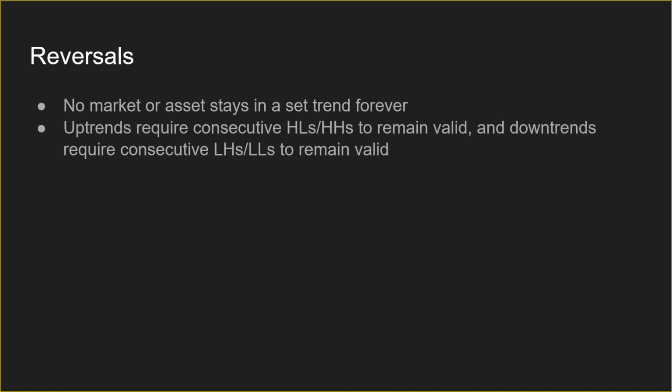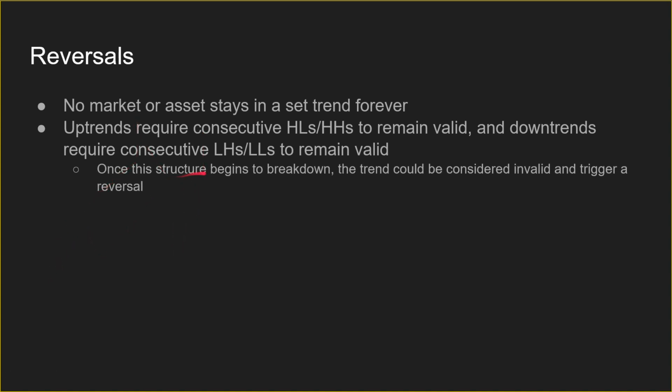Uptrends, once again, require consecutive higher lows and higher highs to remain valid. We need to see that ascending pattern. And downtrends require consecutive lower highs and lower lows to remain valid. We need to see those patterns for these labels to remain valid. Once that's not true anymore, once the structure that we established in the previous lesson begins to break down, the trend could be considered invalid and we could see a reversal in the market direction.